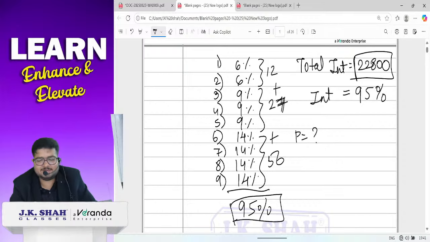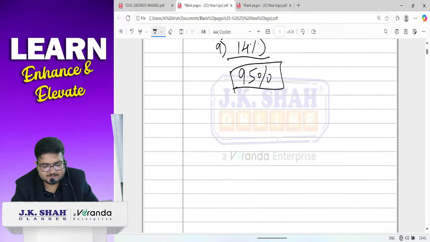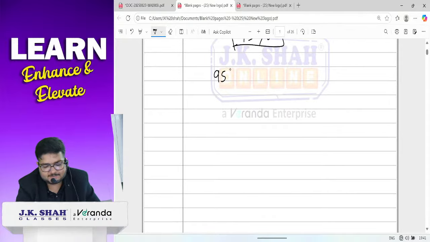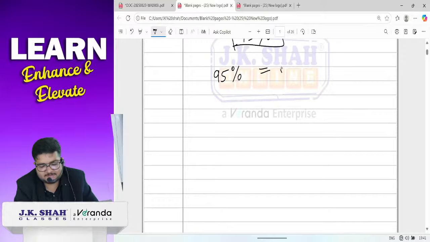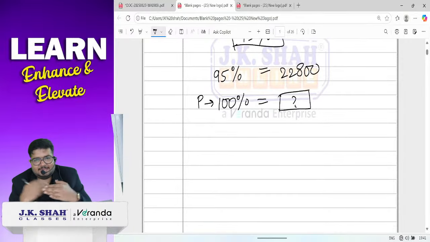But he is going to pay 95% interest, and he paid 22,800. That means both the things are the same. 95% is only 22,800. The value of 95% is 22,800. We have to find 100%, that is the principal. Principal is always 100%, so this we have to find out. The value of 95% is 22,800. The value of 100% is how much?